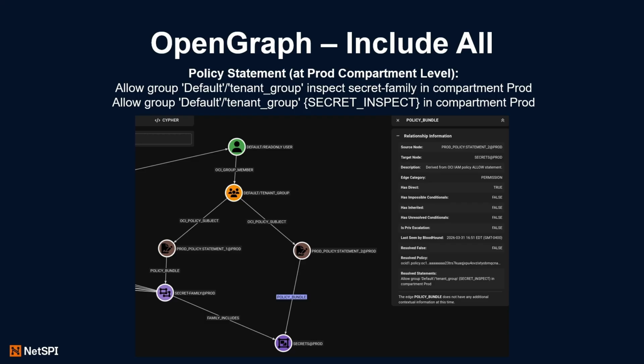any edges whatsoever, like any relationships an entity has with any resources, you can add, again, another flag in the module. I believe it's called include all, and it will include all the edges, even if they don't contribute directly to privilege escalation. So in this case, inspect secret family and secret inspect would not actually be graphed because you need more permissions to read the secrets. But if you were like, you know what, I really want to see those relationships in my graph, then you can do include all, and you'll see a graph like this below.